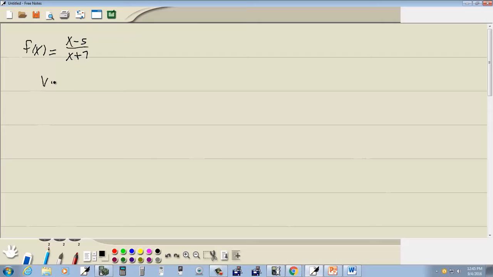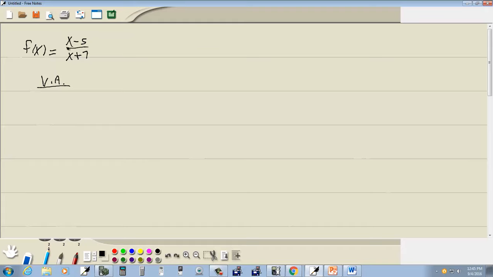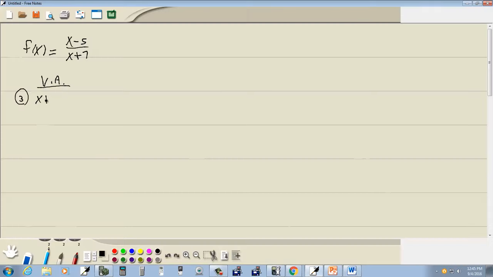Now for our vertical asymptotes. Step 1, factor the top, factor the bottom. Well, there's nothing to factor. Step 2, cancel if possible. Well, there's nothing to cancel. Step 3, set denominator equal to 0 and solve. So we have x plus 7 equal to 0, and solving it, I get x is equal to -7. Now that's our answer.